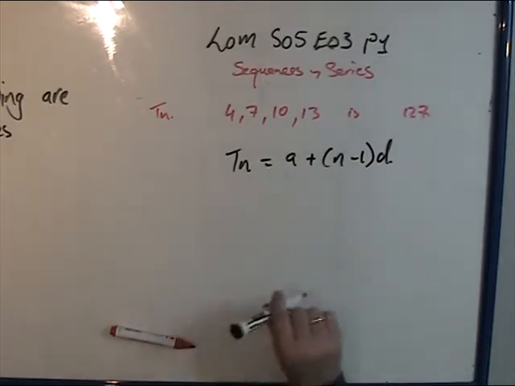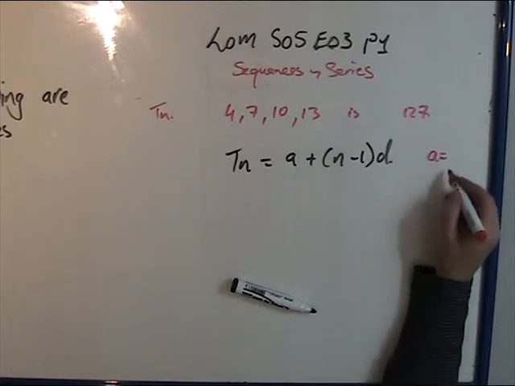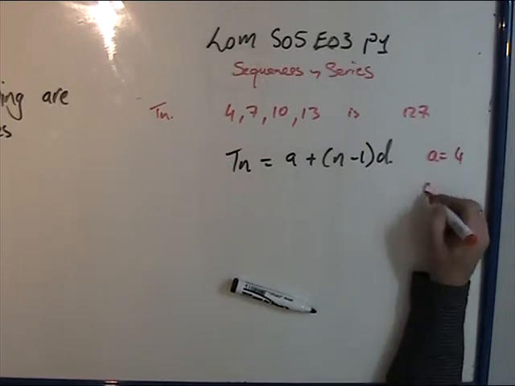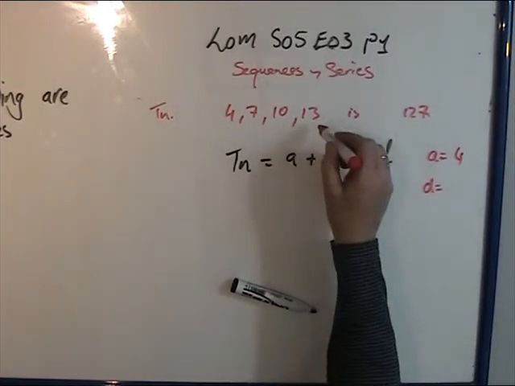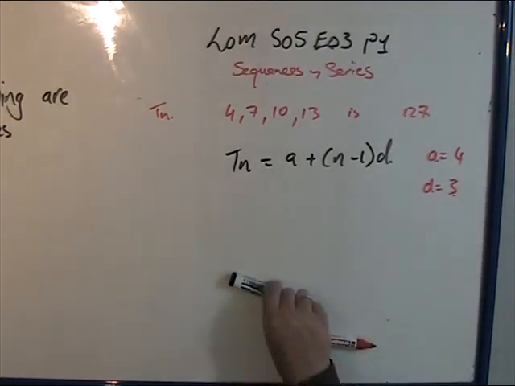Now what we have to do is find our values for A and d. A is equal to the first term, which is 4. d is the difference between each of the terms, which is plus 3. It's not going down, it's going up. And then we just put them into the formula.